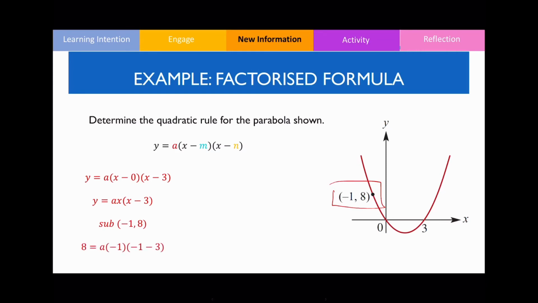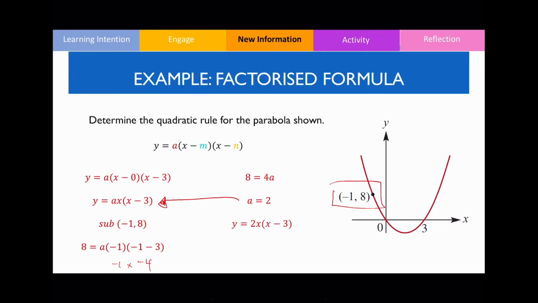Let's now simplify this. So what is -1 subtract 3? That's -4. And because the numbers are beside each other, this means you need to multiply them. So that will give you positive 4. Divide both sides by 4. Hence, a will equal positive 2. So again, just substitute that back in here. And therefore, this is going to be your quadratic rule for this particular parabola.